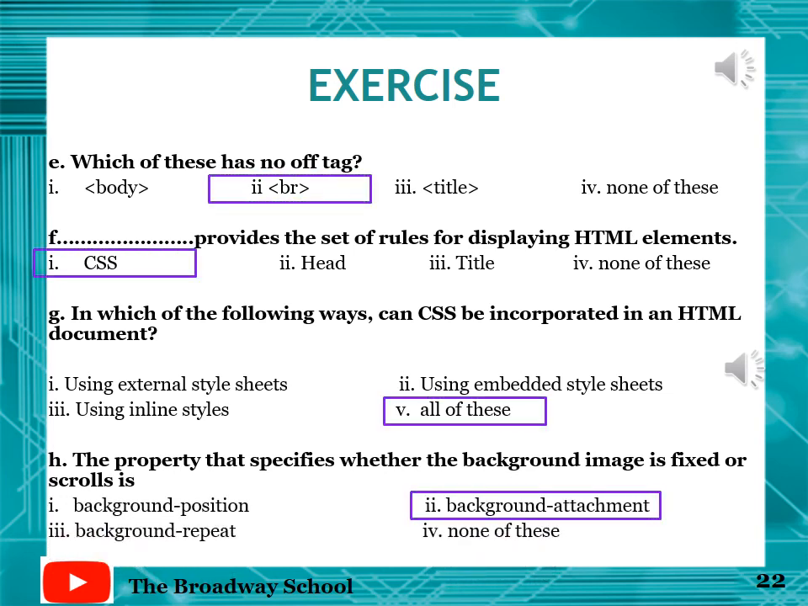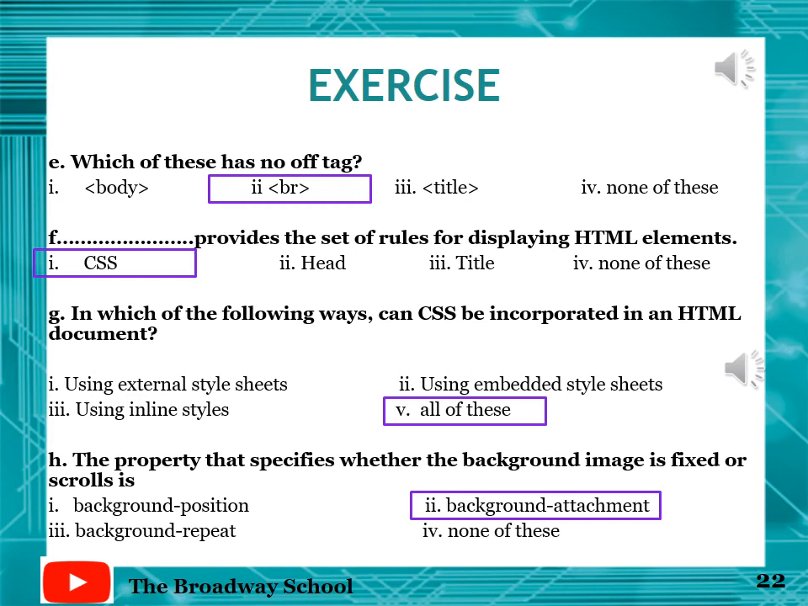Now E part. Which of these has no off tag? Body, BR (break line), title, none of these. The correct option is BR, the break line tag. F part. Dash provides the set of rules for displaying HTML elements. The first one is CSS, head, title, none of these. The correct option is CSS.